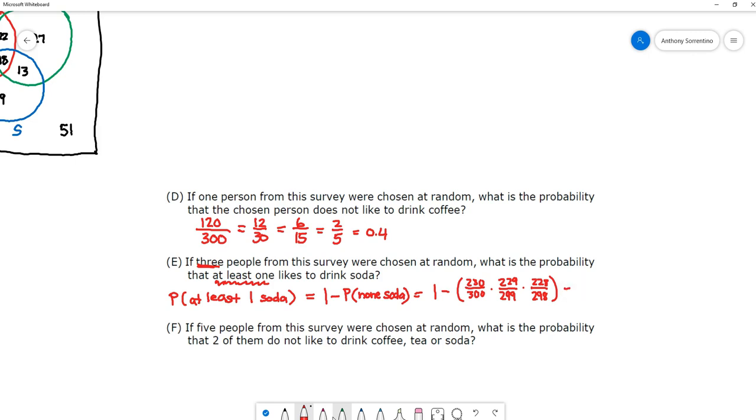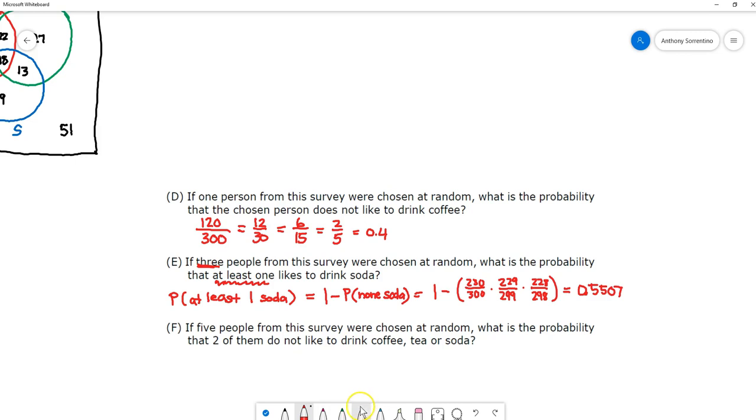In the end, it comes out to be about 0.5507. So if you're picking 3 people at random from this study, you have a little bit over a 55% chance of picking somebody who likes soda, at least one of them.